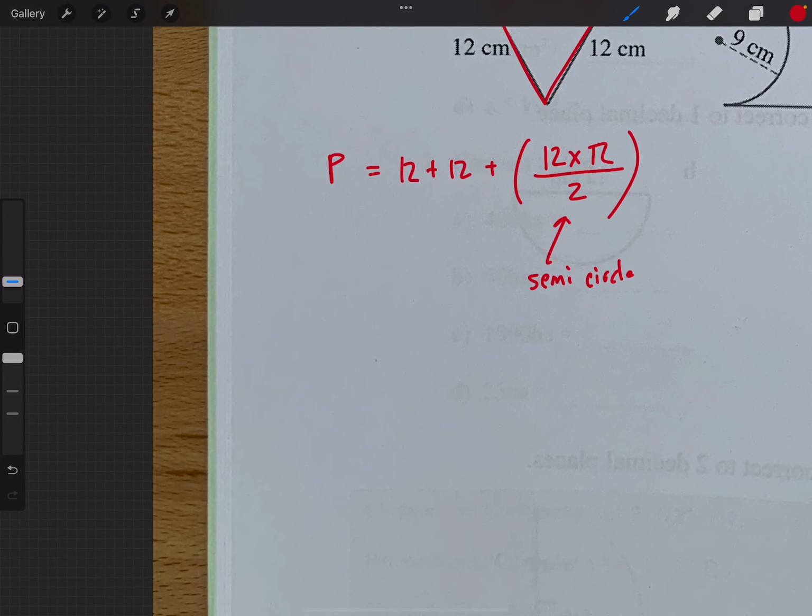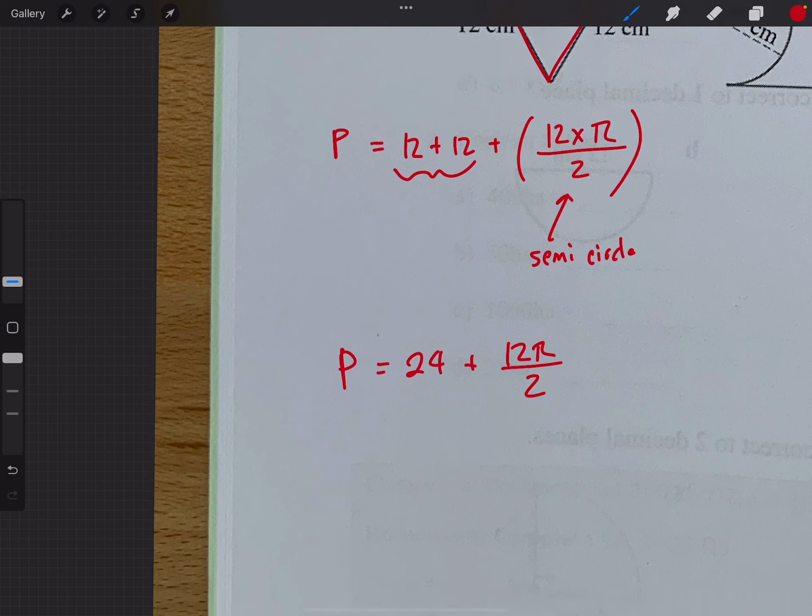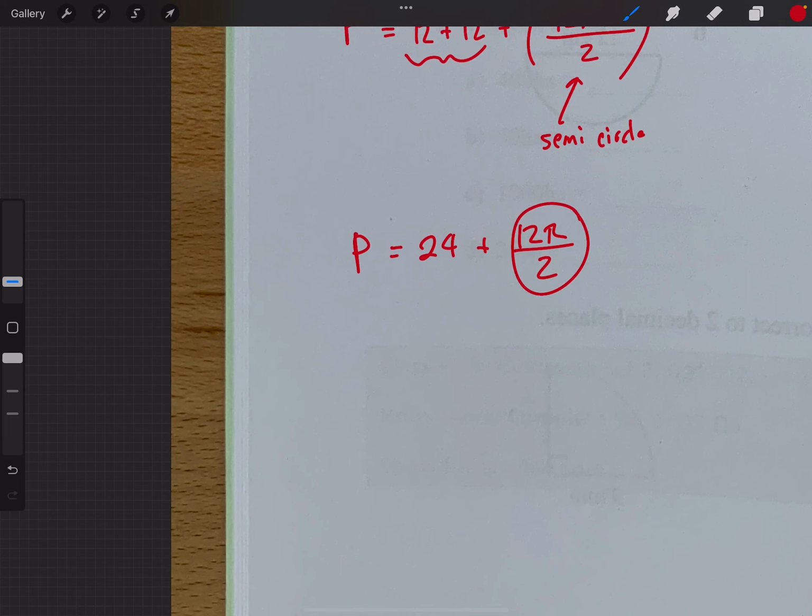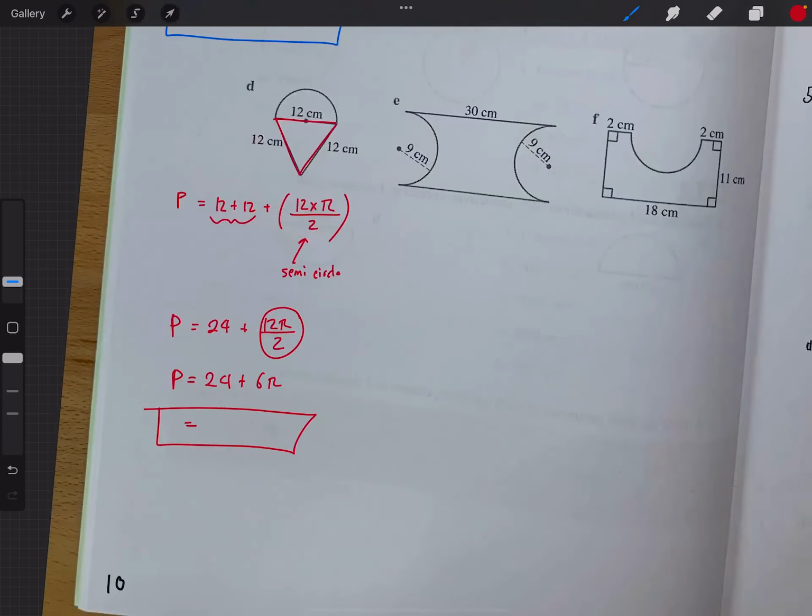Okay, so therefore the perimeter is equal to 24. 12 plus 12 is 24. And you've got 12 pi on 2. 12 pi divided by 2 will give you 6 pi. So the perimeter is equal to 24 plus 6 pi. Put that into the calculator to get the answer.